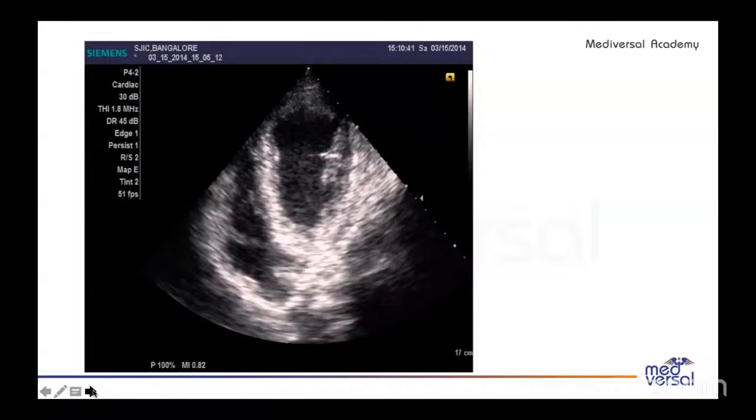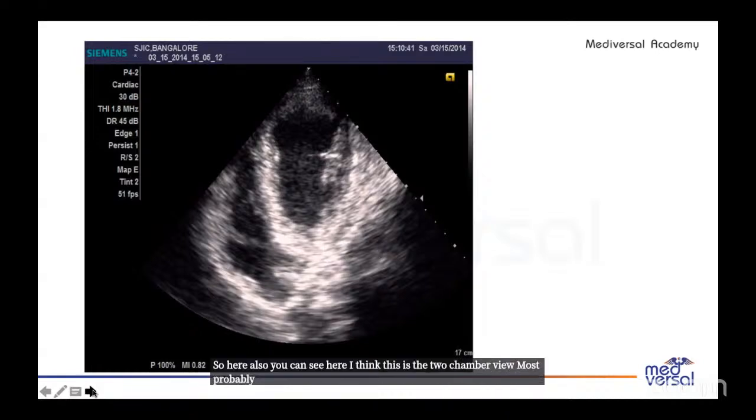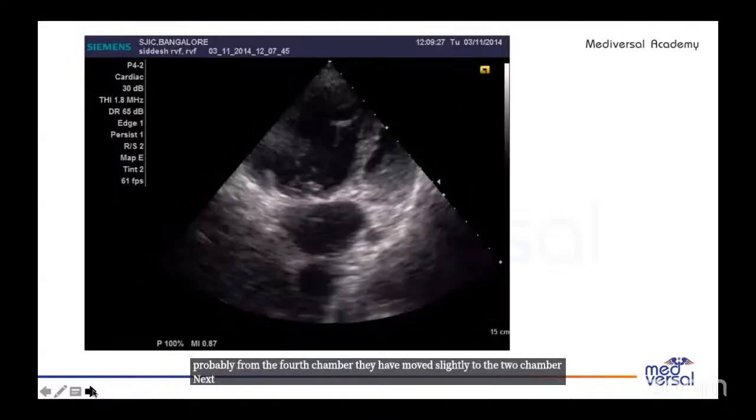So here also you can see, I think this is the two chamber view, most probably. From the four chamber, they have moved slightly to the two chamber view. Next slide. Same.